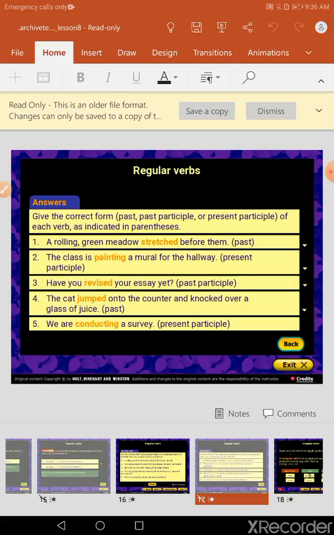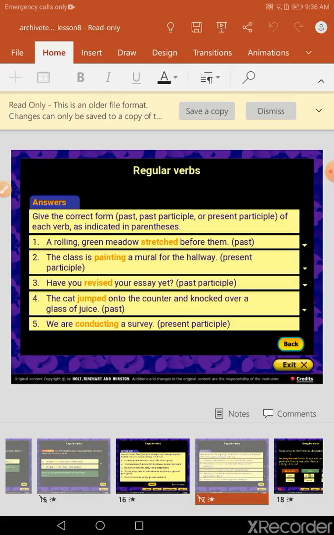So the next one, a rolling green meadow stretched before them. That's past. So stretched. Present participle, so is painting. Have you? You need a past participle here because you have the helping verb have. So have you revised? The cat jumped onto the counter and knocked over a glass of juice. So past, so jumped. So we are conducting a survey. Present participle because you have are. We are conducting a survey.